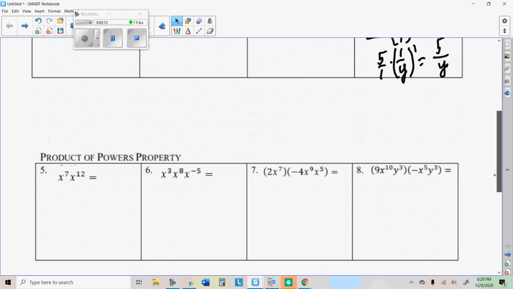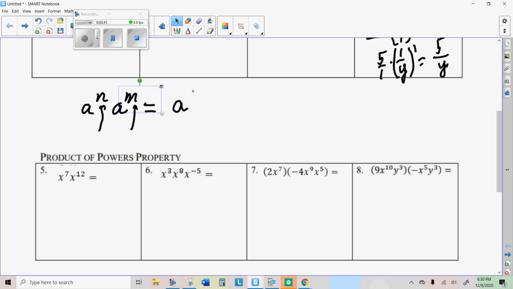The next property is the product of powers property. That would be something like this. If you have some number to a power, and then the same base multiplied by that to a different power. So basically what we're saying here is you have n factors of a there, you have m factors of a there. What you need to do is count up the total number of factors. So just add them together.